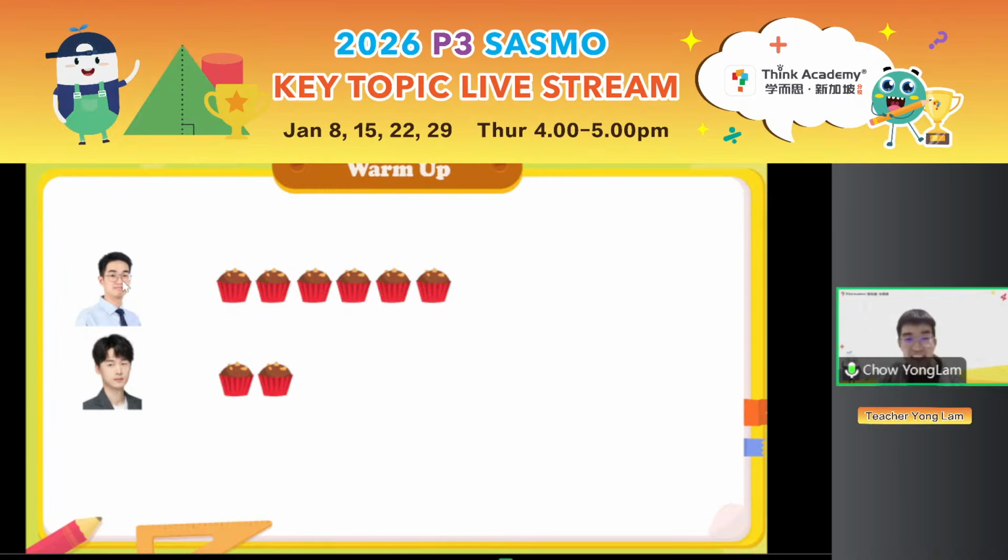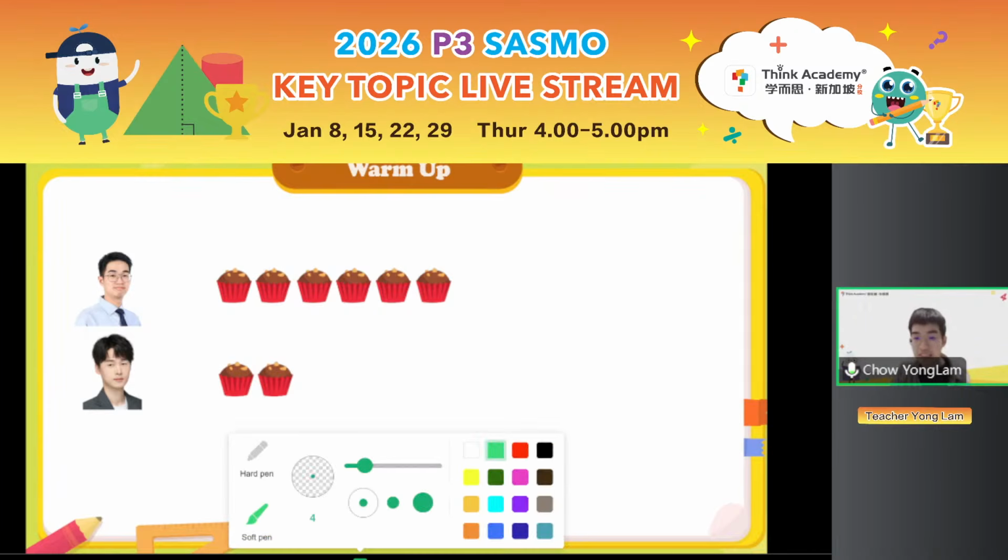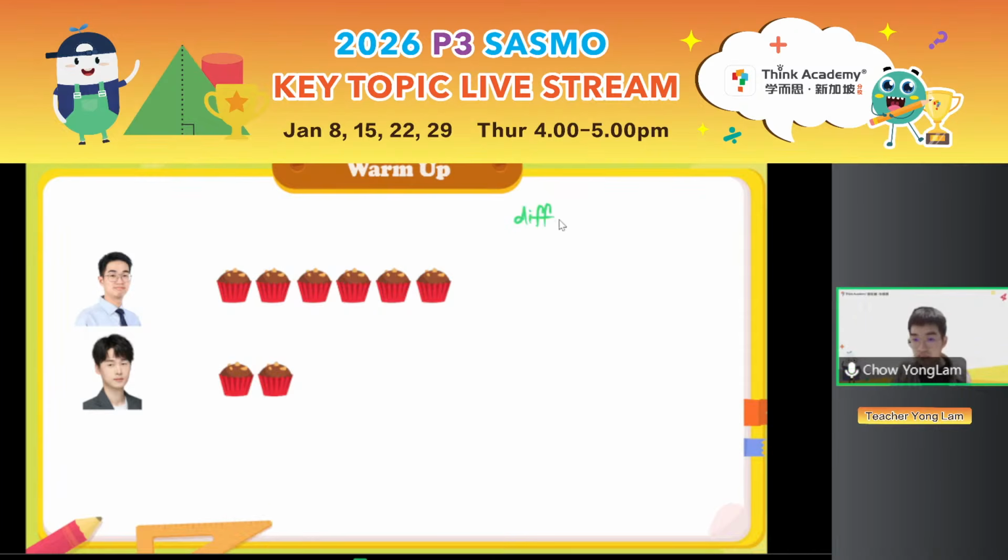Teacher Yonglam and Teacher Liz went to buy cupcakes. Teacher Yonglam bought 1, 2, 3, 4, 5, 6 cupcakes. Teacher Liz bought 2 cupcakes. Now, can you tell me what is the difference of the cupcakes that we bought? Very easy, 6 minus 2 is 4. Our difference of the cupcakes is 4.